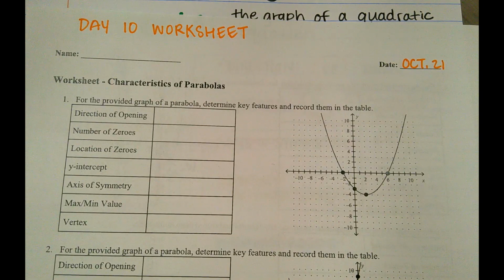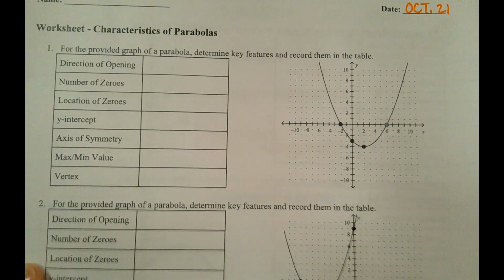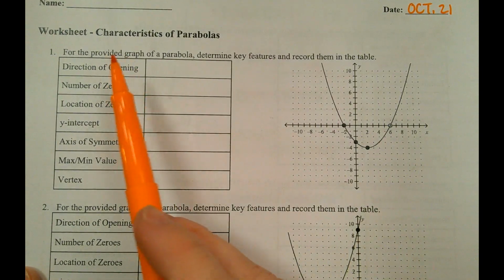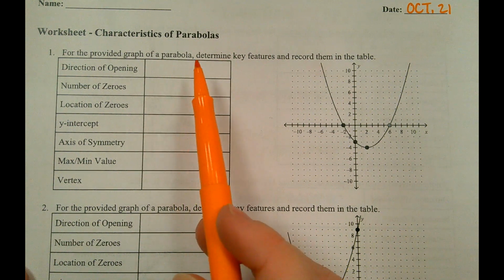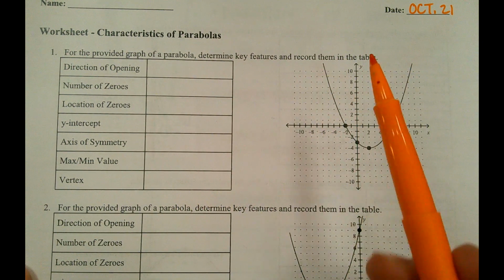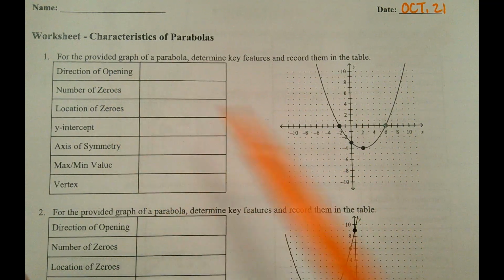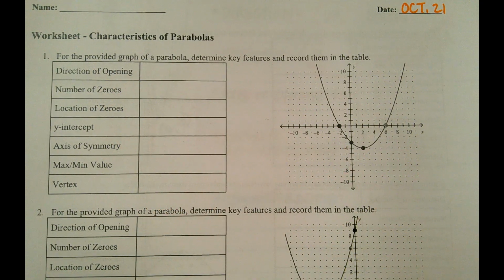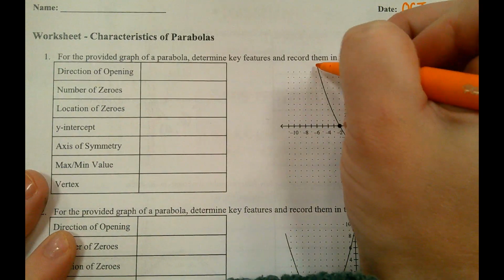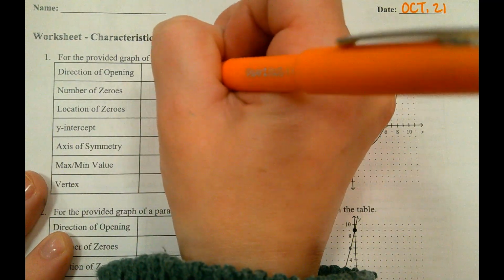And let's look at a few of these together and just make sure that we've got the hang of this. So for number 1, it says for the provided graph of a parabola, determine key features and record them in the table. So the first item is direction of opening. What would this graph be? Up. I can see it points up. So the direction is up.